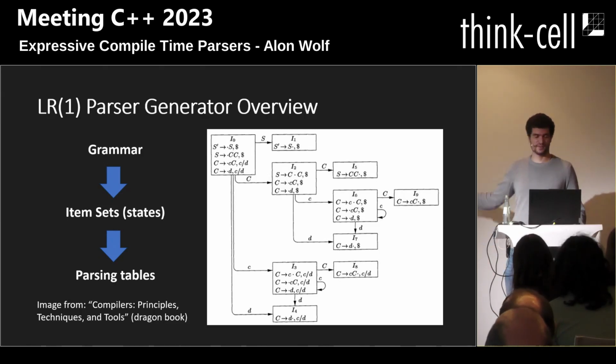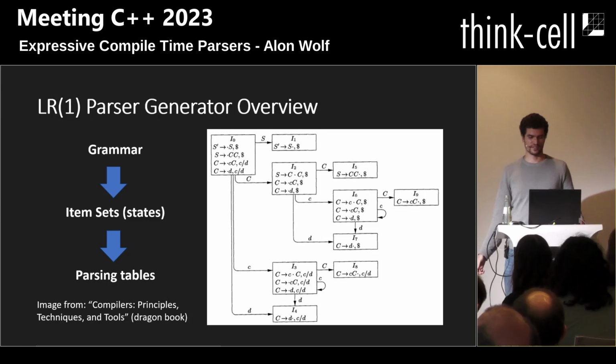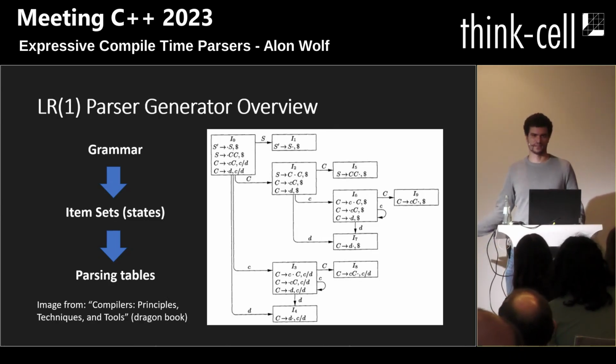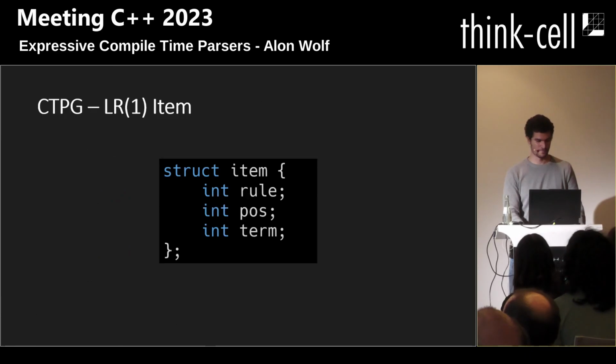Here you can see an image that represents the item sets and the transitions for a grammar. And in many runtime implementations, they are often implemented by using a set or a map. But how can we do it at compile time? Because we don't have a context per set or a context per map in C++. So how does CTPG do it?